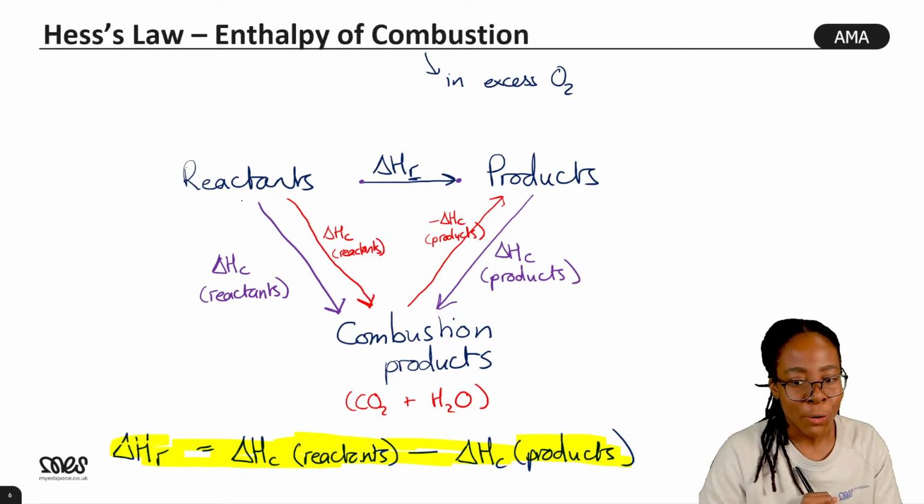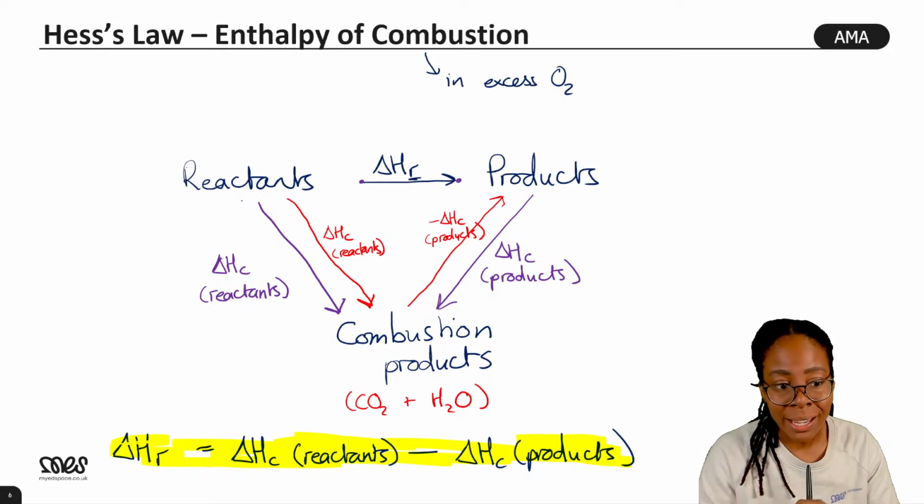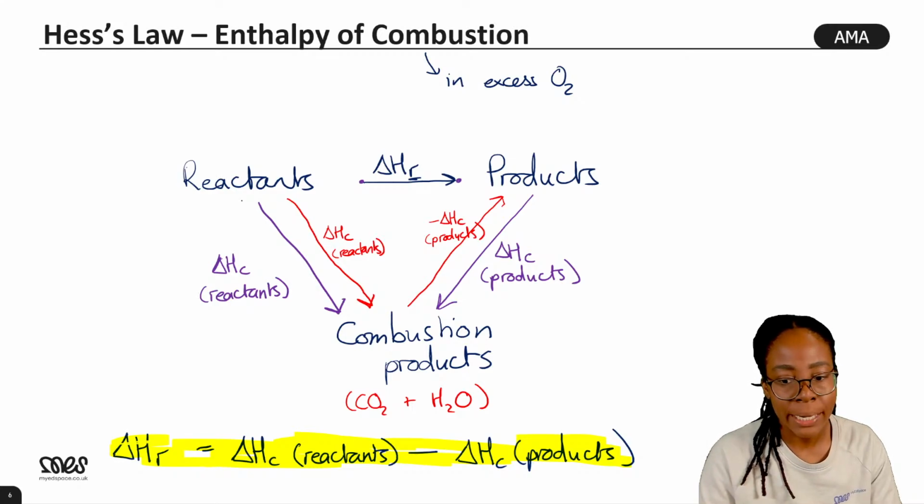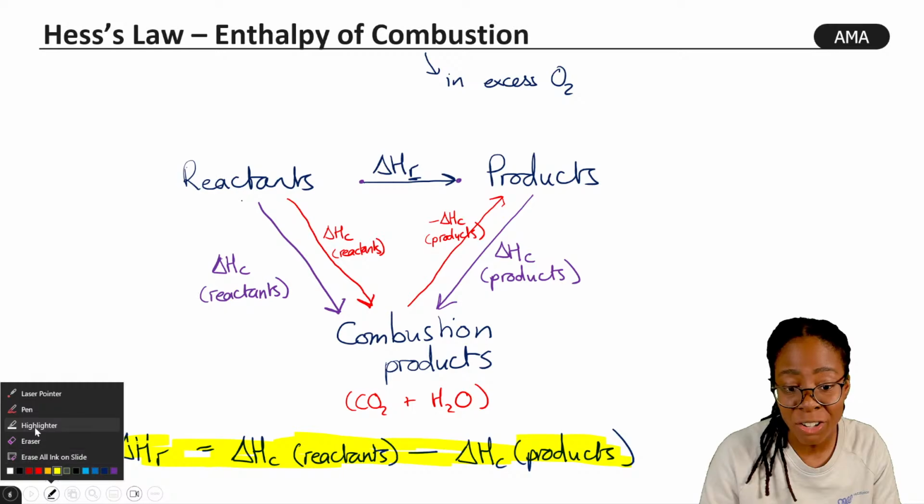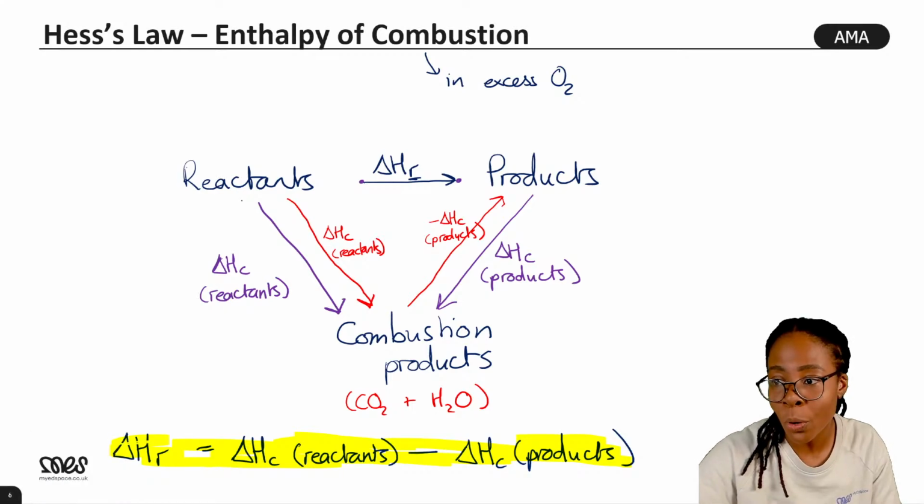So when you've got formation data, it's products minus reactants. When you have combustion data, it's reactants minus products. If you want to make up a nice acronym that helps you, you're more than welcome to.